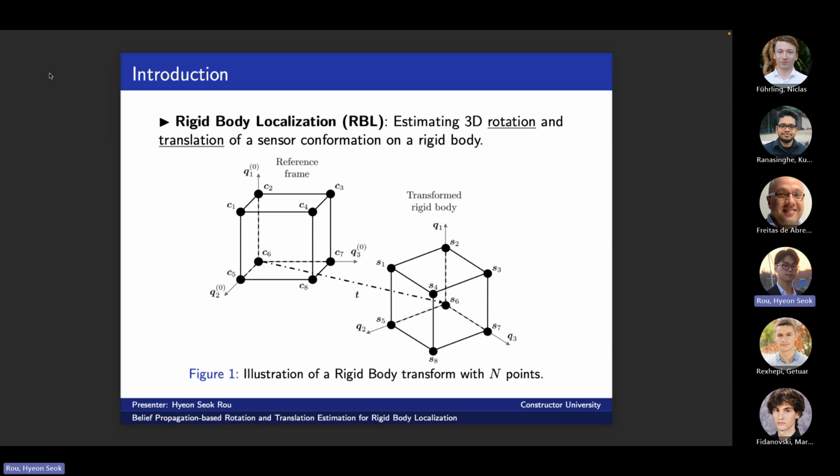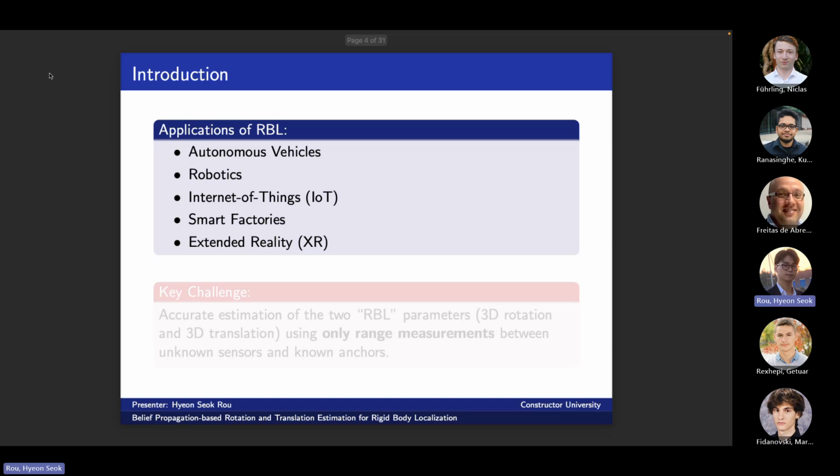3D translation. So some applications of this rigid body localization, of course, are in autonomous vehicles where you not only want to estimate the range and the velocity of a car, for example, you also want to know its orientation. And of course, similarly with robotics, Internet of Things, smart factories, and even extended reality applications.